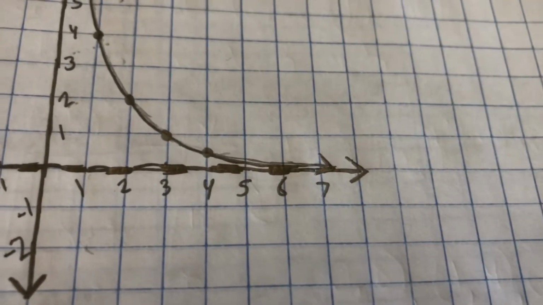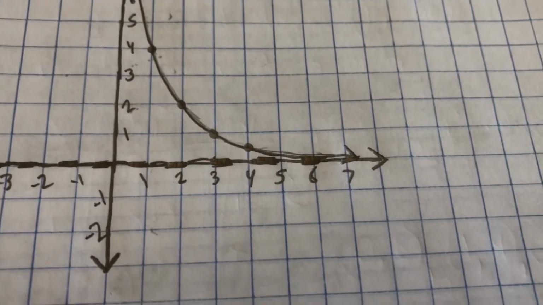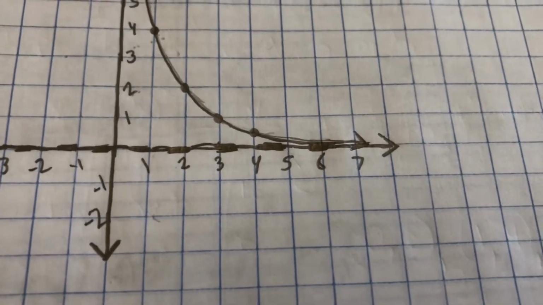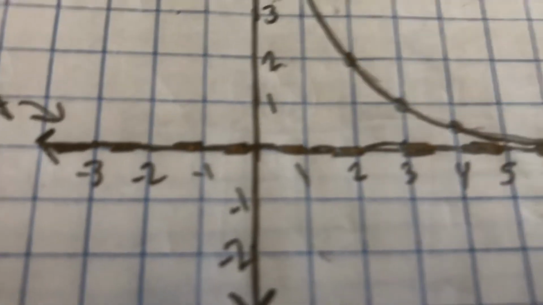and if I went all the way to 5, it would actually end up being (5, 1/4), then it would be (6, 1/8), and we would just be getting closer and closer to 0, but never quite 0, and that's why I've drawn that horizontal asymptote. It's those thicker dashes along the x-axis.